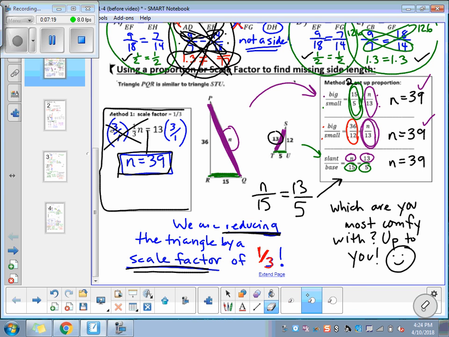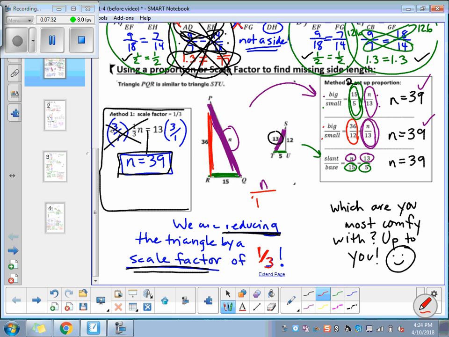Now the last thing that you don't see listed here, I do want to point out one other thing. You could compare purple over red and say n over 36. And that goes with purple over red. And same idea, when you cross multiply and divide, you'll still get n equals 39.